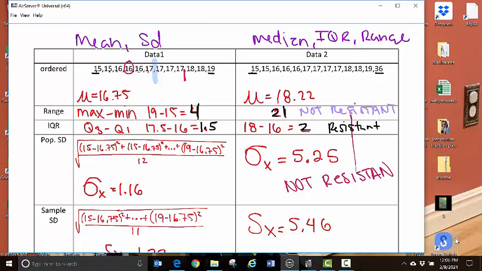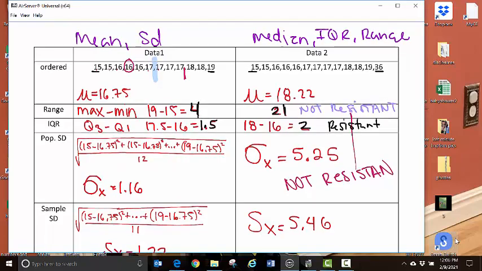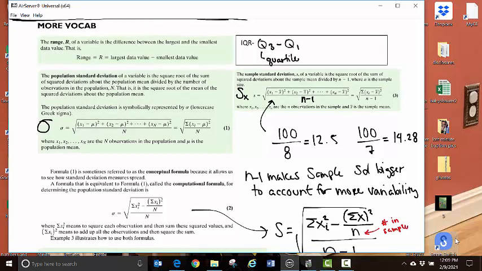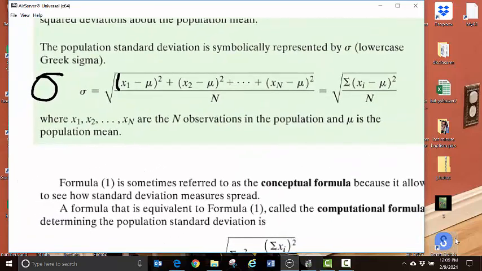Now, standard deviation is another measure of spread, and we've talked about this last semester. We have two formulas for standard deviation. It is every value minus the average squared, added up, next value minus the average squared, all of those added up, divided by the total population. And then you take the square root of that.